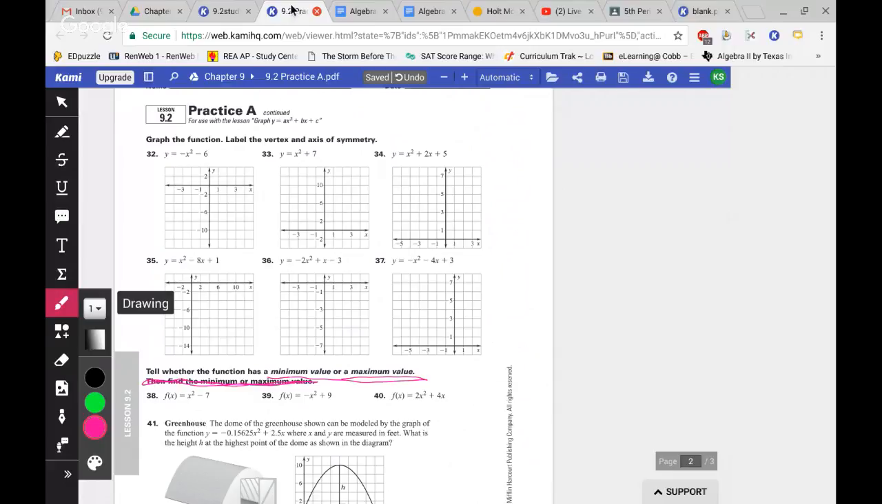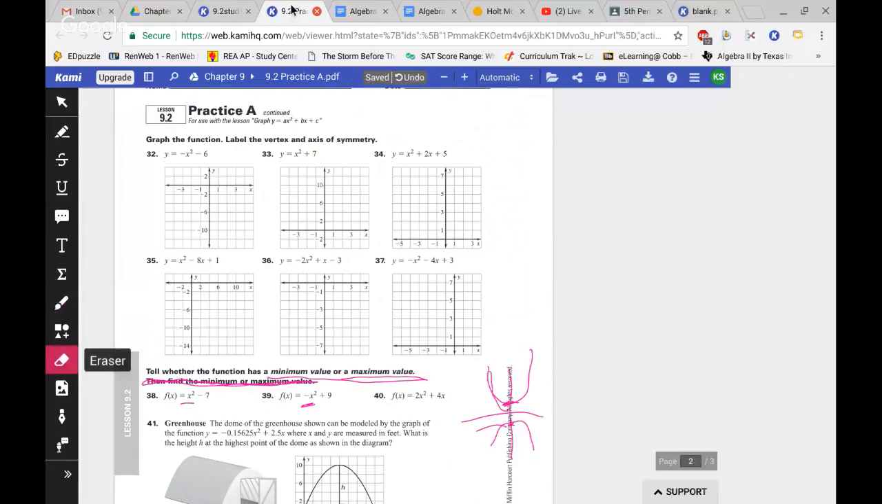Okay? So on the first one, the leading coefficient is positive. So it's going to open up. So it has a minimum? So it has a minimum. Good job. The leading coefficient is negative on this one. So it's going to open down and thereby would have a maximum. And on number 40, it opens up also. So it's going to have a minimum. Got it. Okay.